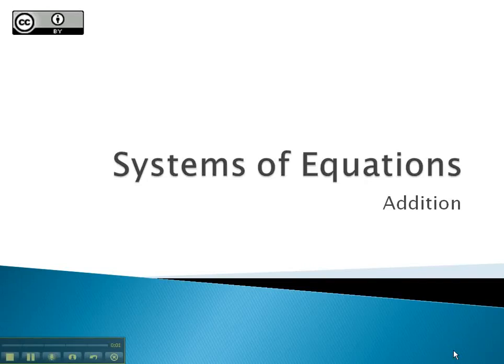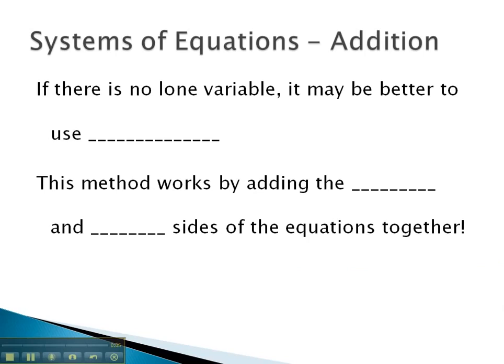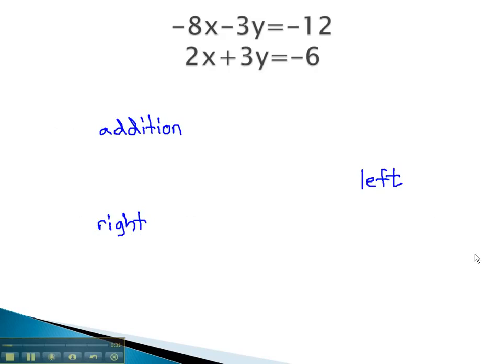In this video, we will solve systems of equations using a process known as addition. We found substitution can effectively solve many systems. However, if there is no lone variable, it may be better to use this second method called addition. This method works by adding the left and right sides of the equations together. As we do so, we try and eliminate one of the variables.